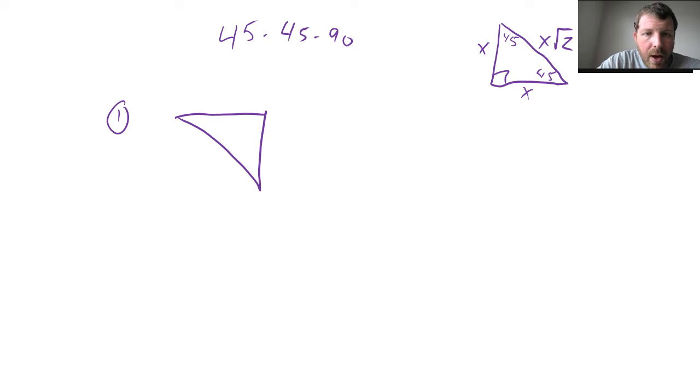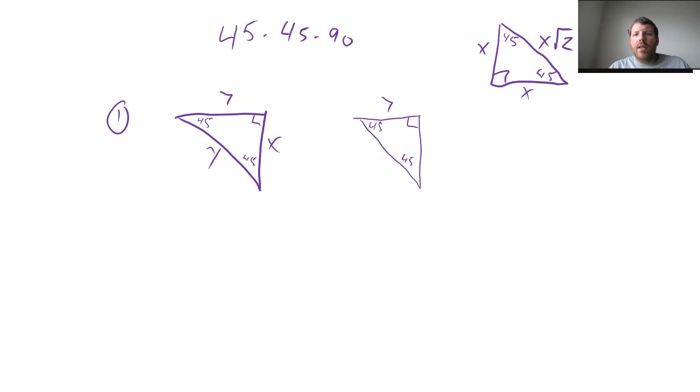Okay, so I have 45, 45, 90. This is 7. I would like to find x, and I would like to find y. So remember what we did. We want to redraw this triangle because we don't want to worry about the x's and the y's. That's very confusing. So I know it's a 45, 45, 90, and I know that 7 is over here.